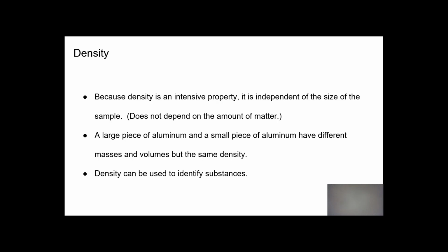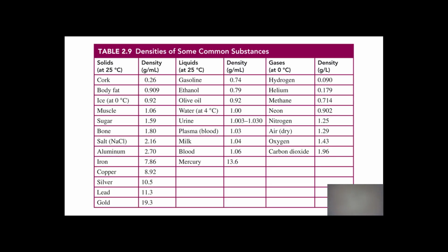So we use this to identify substances. Think of it as a fingerprint for aluminum. It will always have the fingerprint for aluminum. It will not have something else. Here is a list of densities for some common substances. So you can see here they have body fat, cork, ice, muscle, sugar. I had one chart that even had strawberries. This one does not have strawberries on it. See, liquids, density, urine. There's different densities for everything. People study all this stuff. And you can see the units, grams per mL.